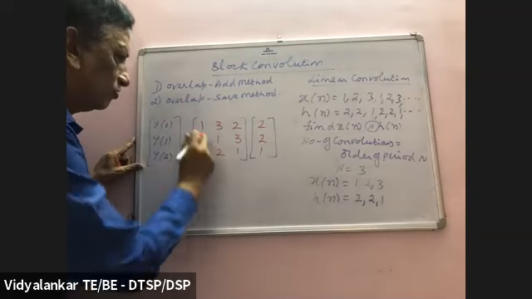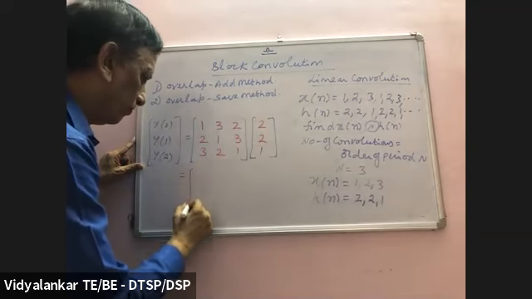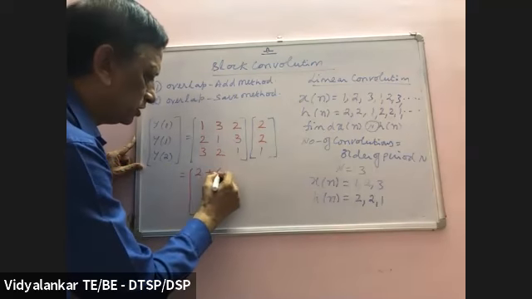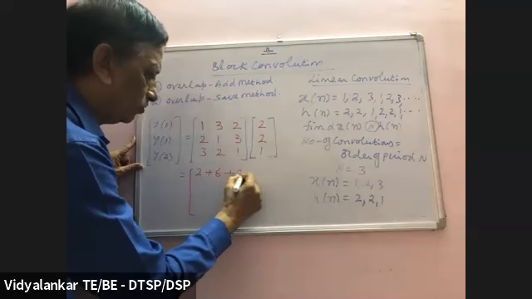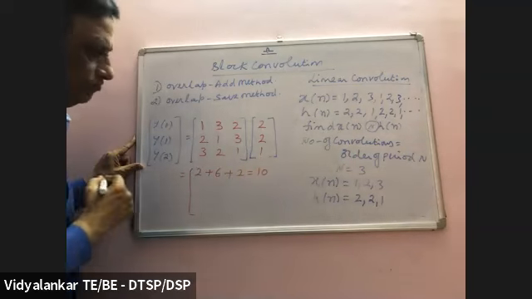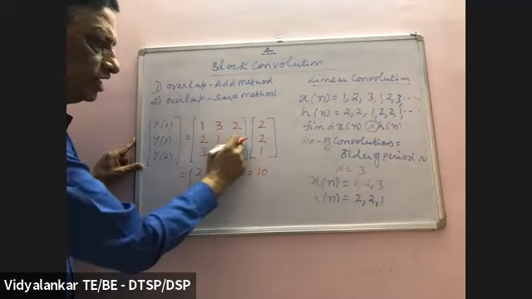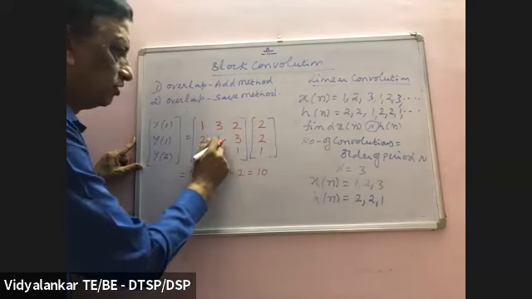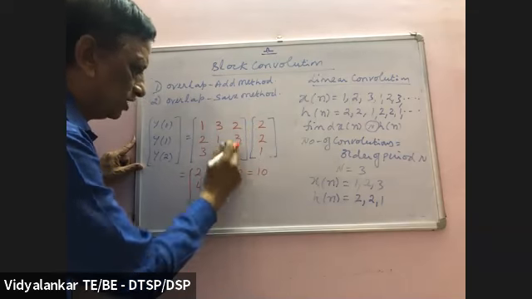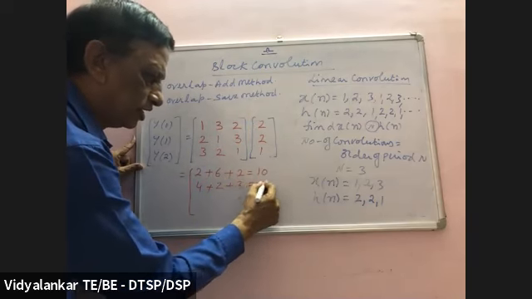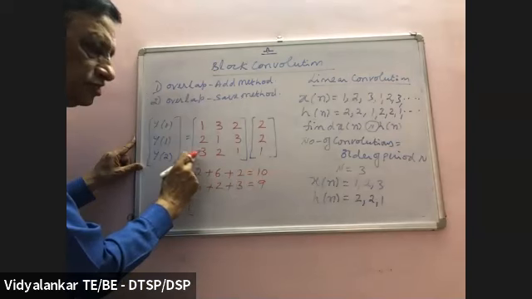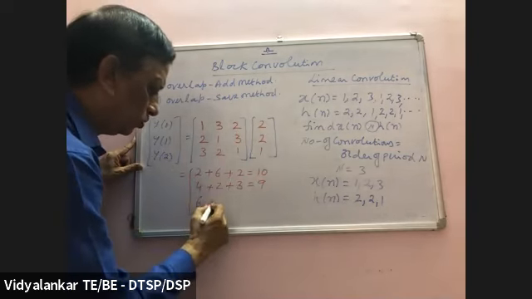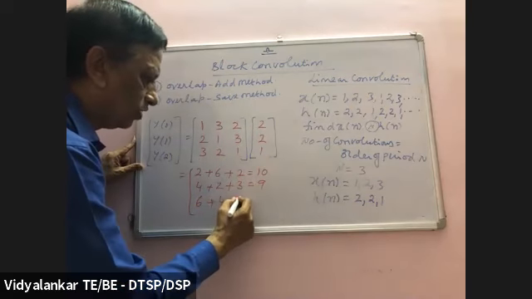So for the Y0 value, first row multiplied by this column: 1 into 2 is 2, plus 3 into 2 is 6, plus 2 into 1 is 2. So Y0 value is 10. Then Y1 value, second row multiplied by this: 2 into 2 is 4, plus 1 into 2 is 2, plus 3 into 1 is 3. That is 9. Y1 value is 9. Then Y2 value: 3 into 2 is 6, plus 2 into 2 is 4, plus 1 into 1 is 1.